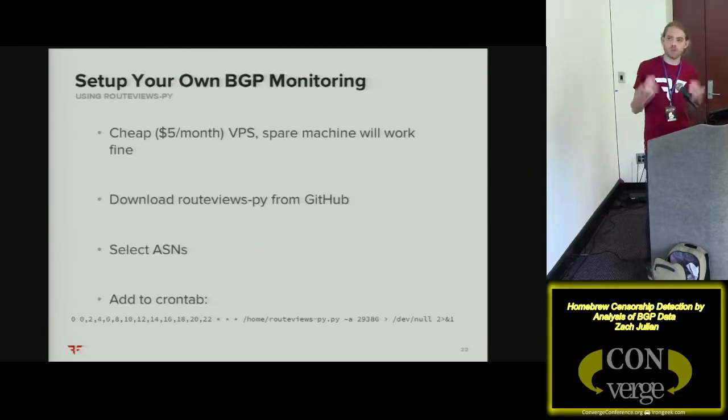And then once you pick out what you exactly want to monitor, just add something like this to your crontab, and as you can see, this will just run it every 2 hours for the ASs that we're interested in, and it'll output it. And that's how I do it, just use crontab to iterate it.